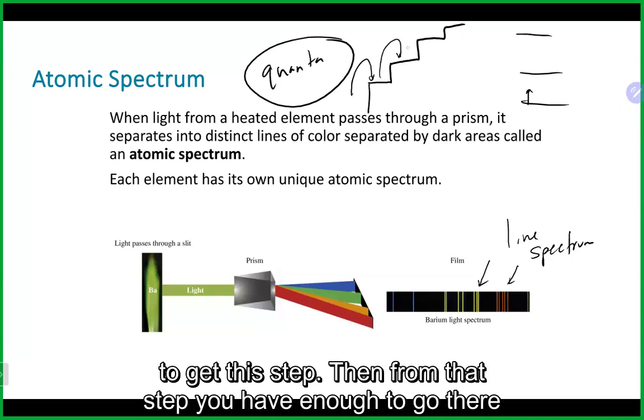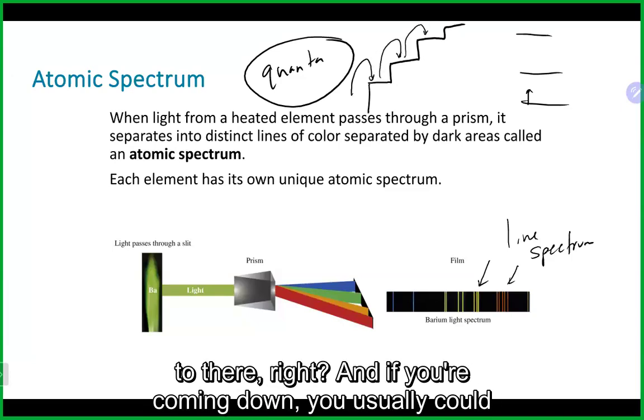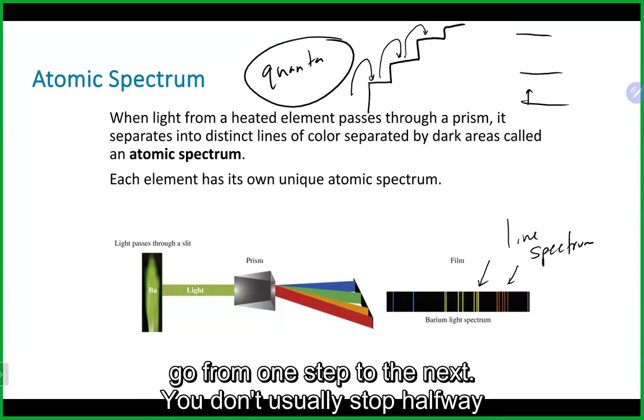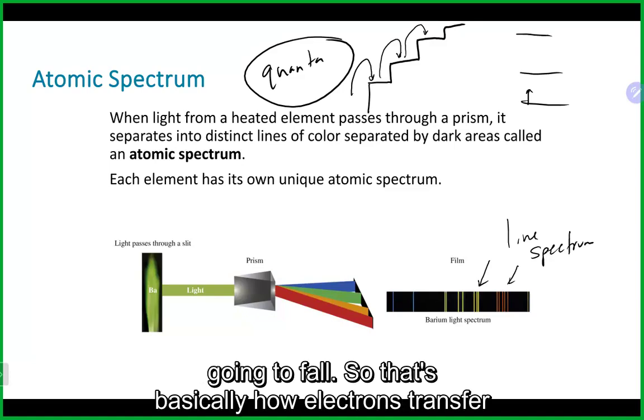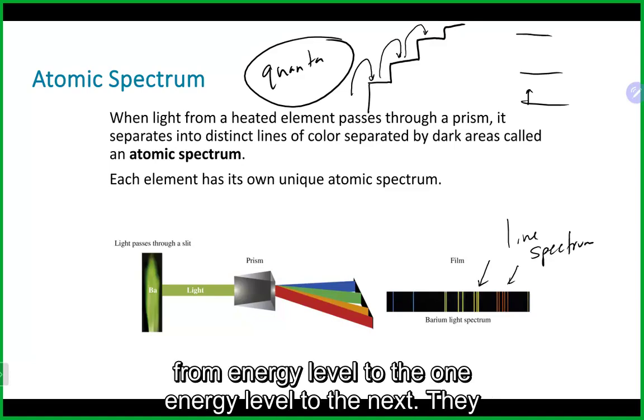Then from that step, you have enough to go there to there, right? And if you're coming down, you usually could go from one step to the next. You don't usually stop halfway through and go, I'll take a rest, right? Because you're going to fall. So that's basically how electrons transfer from one energy level to the next.